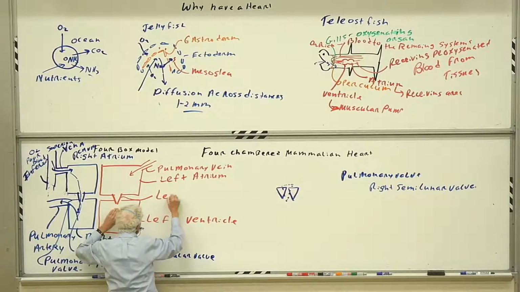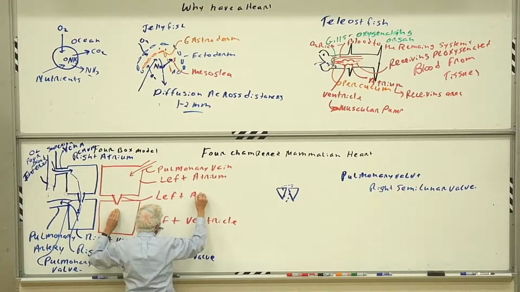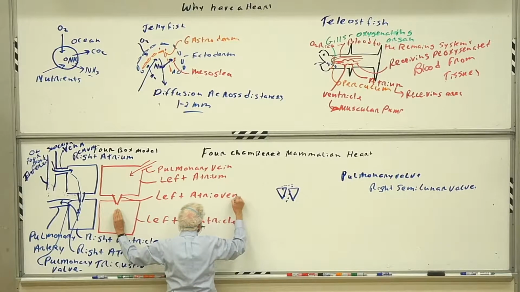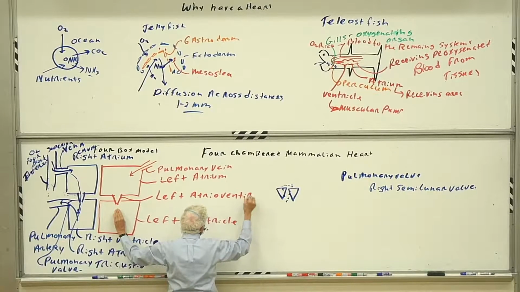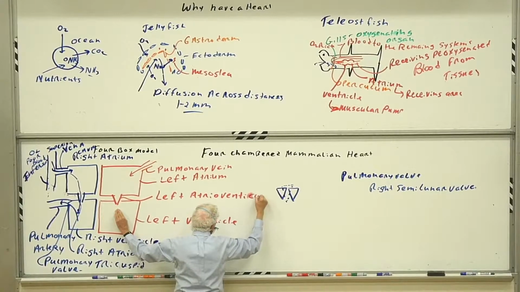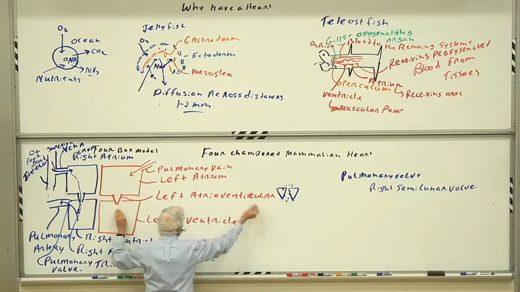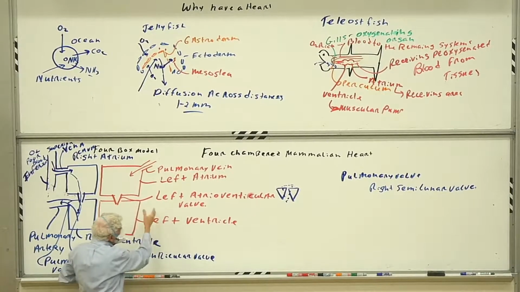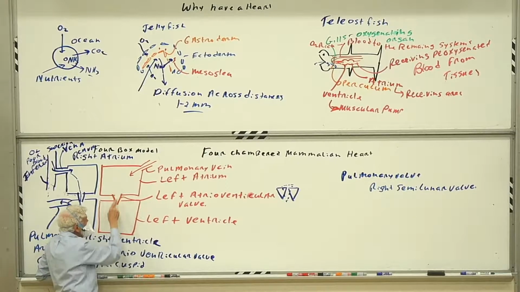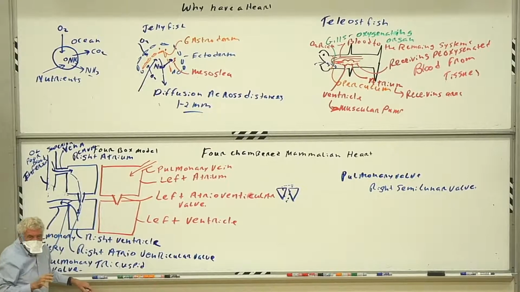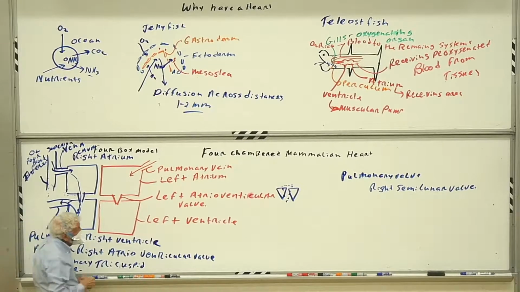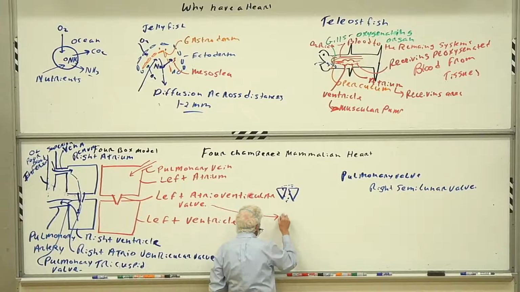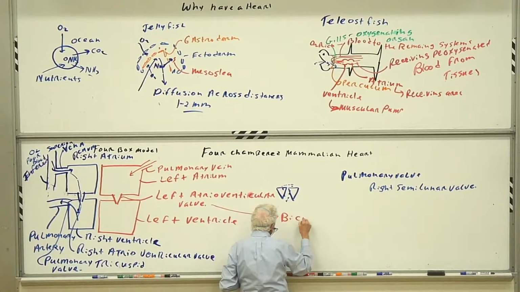It's called the left atrioventricular valve. Again, it tells you where it is. It's on the left side. It's between the atrium and the ventricle. I think that's logical naming. But in fact, the left atrioventricular valve has another name. It's called the bicuspid valve.